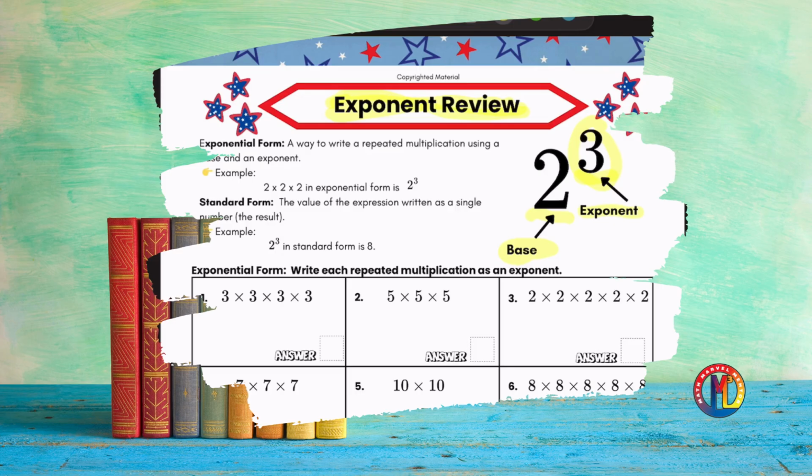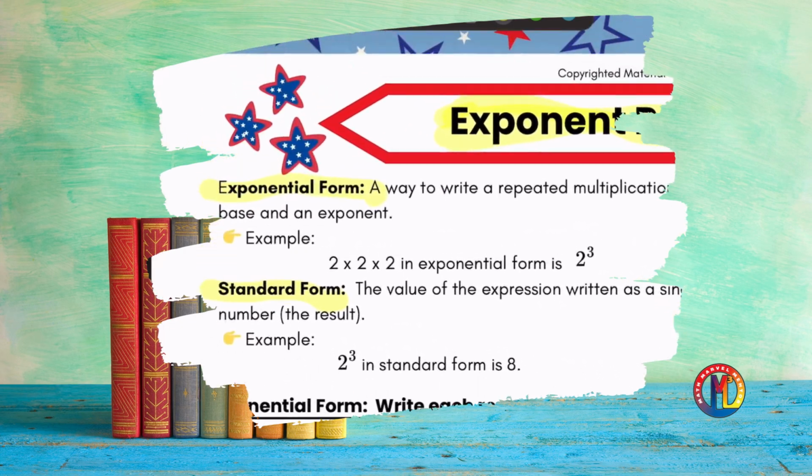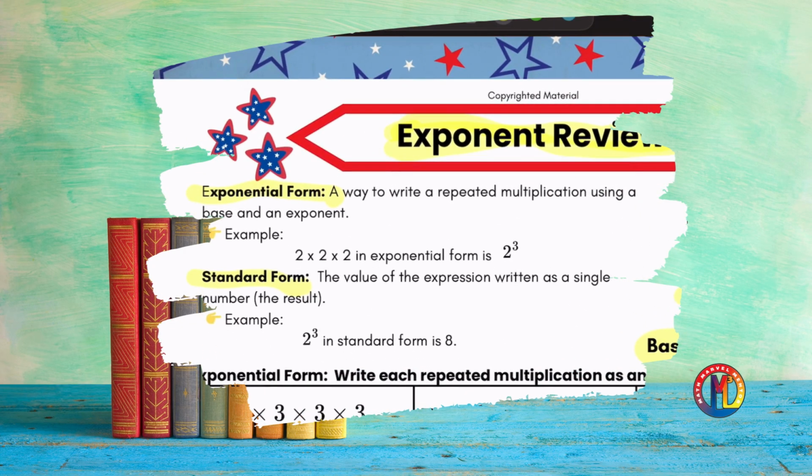There are two different ways that we can write exponents, or two different forms that we use. There's exponential form, and standard form, and we're going to practice both ways. Exponential form looks like this: 2 times 2 times 2 is how we expand out what 2 to the 3rd power is. Mathematically, what we're doing is we take the base and we multiply it 3 times. 2 times 2 times 2, and that's exponential form.